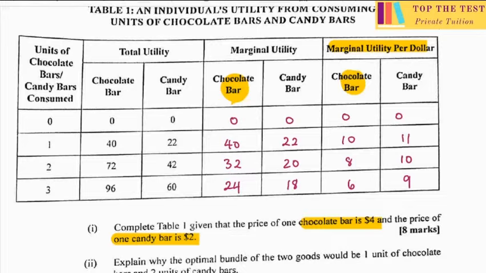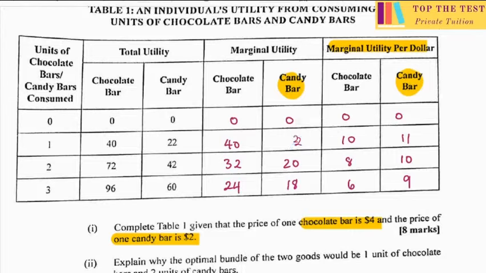So as I mentioned before, when you want to look at the MU per dollar for candy bar, we're going to be looking at this column here and this one here, but we're keeping in mind that the price for candy bar is $2, so we're dividing by 2, we're not dividing by 4. So the MU per dollar when 0 units are consumed would be 0. The MU per dollar when we consume 1 candy bar would be 22 divided by 2, which would give us 11.